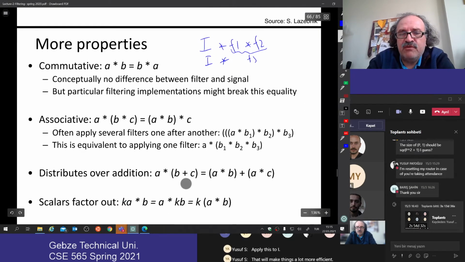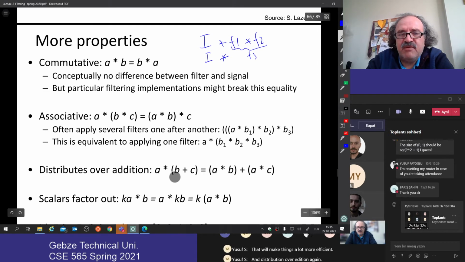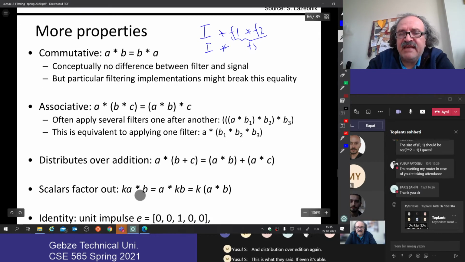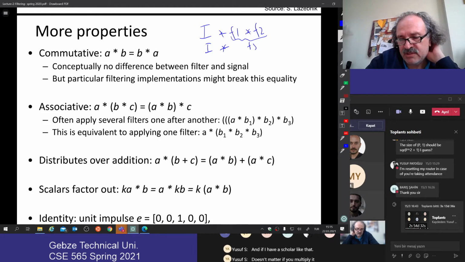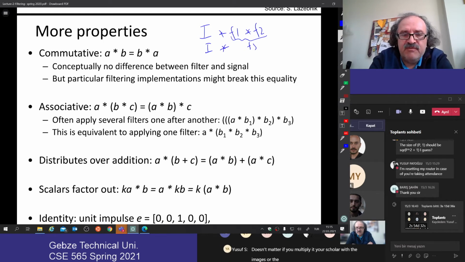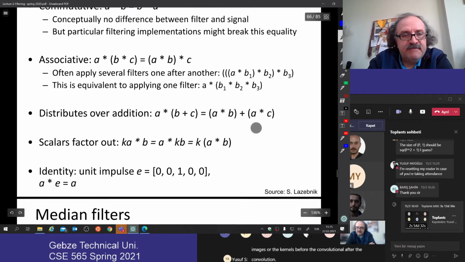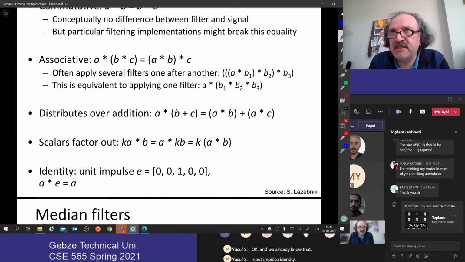And distribution over addition, again, this is what I said a few minutes ago. And if I have a scalar like that, it doesn't matter if you multiply your scalar with the images or the kernels before the convolution or after the convolution. Okay, and we already know that. Input, impulse, identity. Okay, good. So these are the properties of convolution.